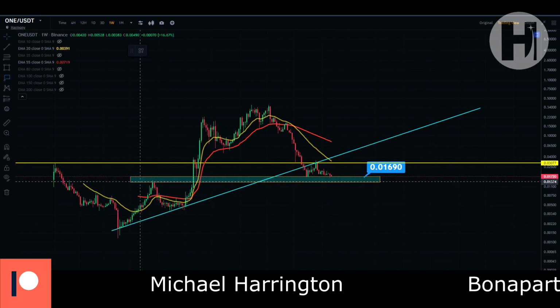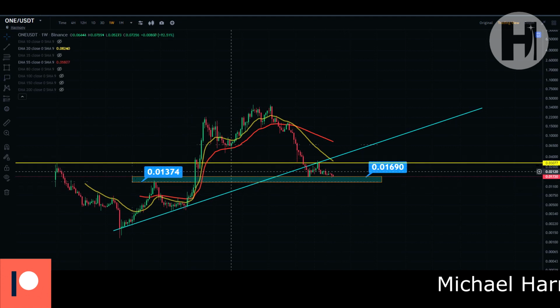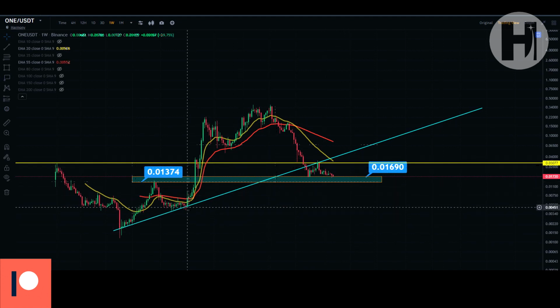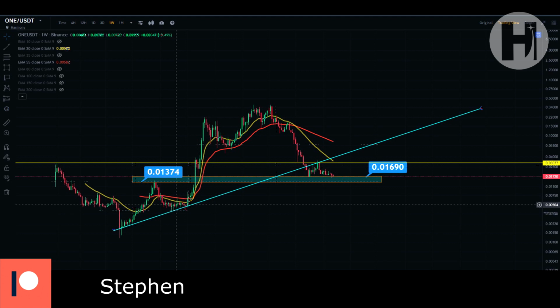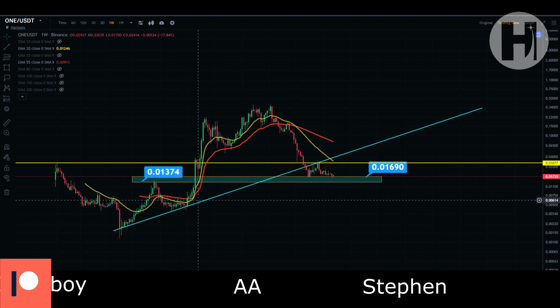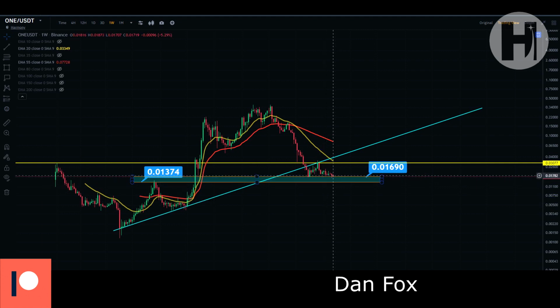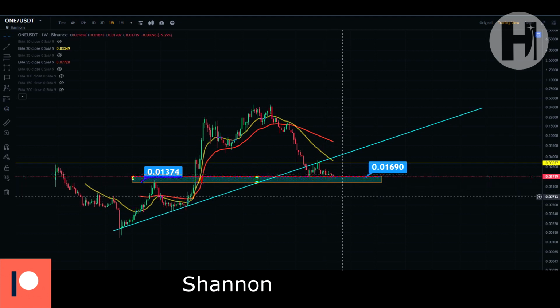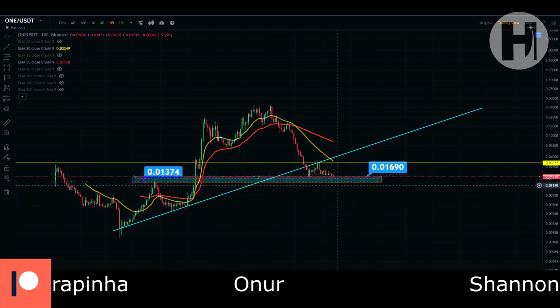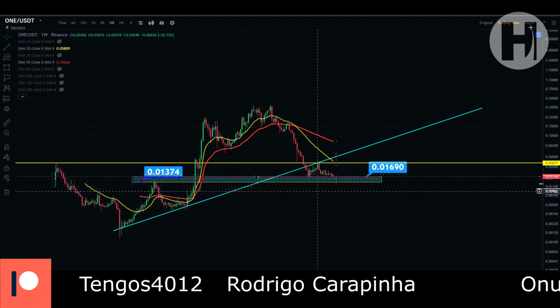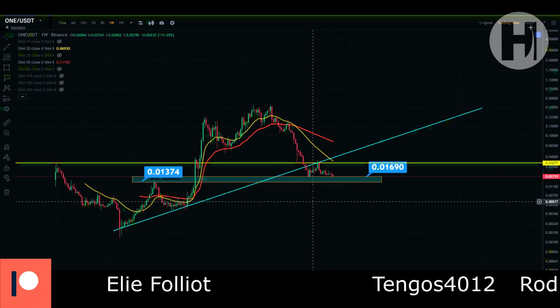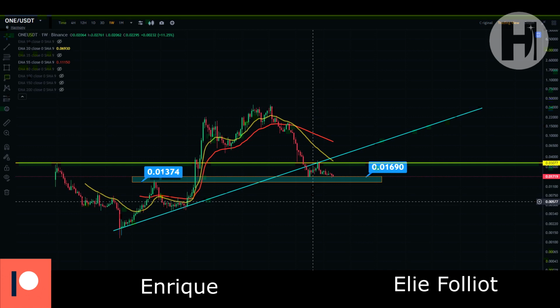And if we don't do that, then things could get ugly for Harmony One, and we could potentially be targeting half a cent, right? But that's still far away from the reality here. And at that point, I do think Bitcoin would have been below $12,000, and I don't really think that's going to happen. But then again, anything can happen in crypto, so I wouldn't be sure of anything.